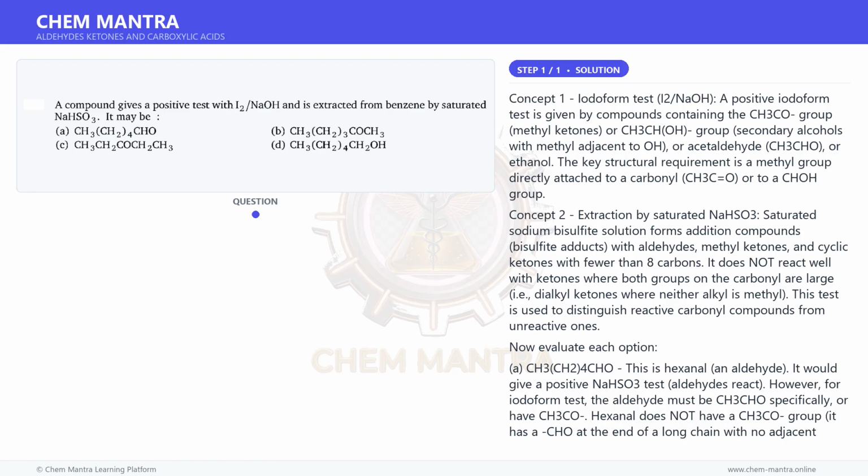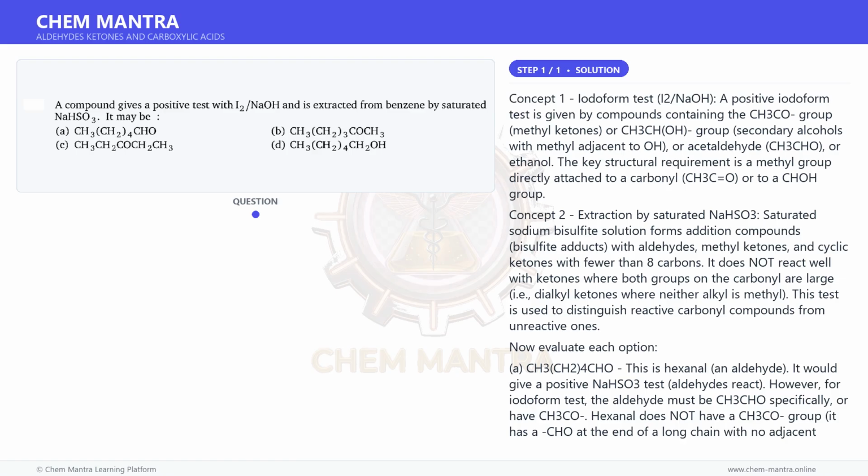Concept 2. Extraction by saturated NaHSO3. Saturated sodium bisulfite solution forms addition compounds, bisulfite adducts, with aldehydes, methyl ketones, and cyclic ketones with fewer than 8 carbons. It does not react well with ketones where both groups on the carbonyl are large, i.e., dialkyl ketones where neither alkyl is methyl. This test is used to distinguish reactive carbonyl compounds from unreactive ones.